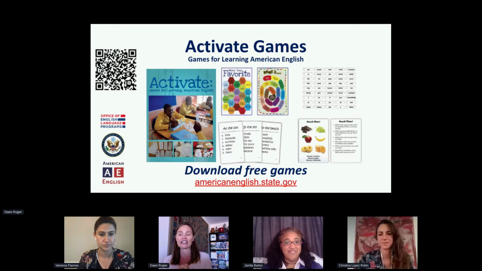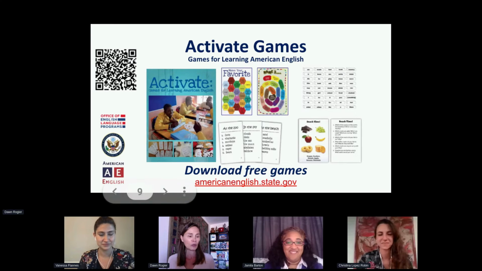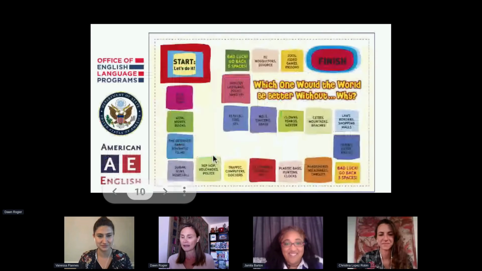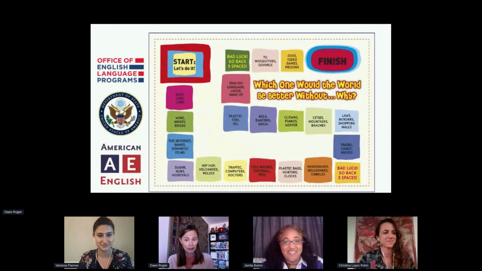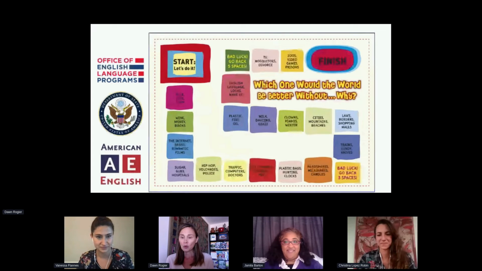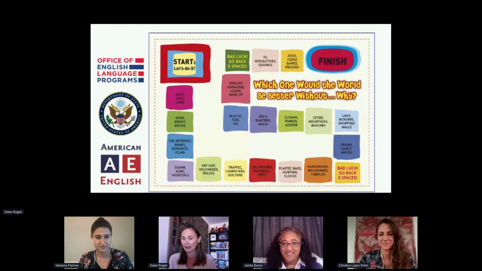And Matilda says she loves Activate. And Edson says, I use them with various levels. Yeah, you can use it and adapt them. So, I think maybe we could play one of the games now. This one is called, Which One Would the World Be Better Without and Why? It's a board game. You put different vocabulary on it. So there's vocabulary on the one that you can download. But the idea is that you're picking vocabulary yourself that fits within your textbook or whatever you're teaching.